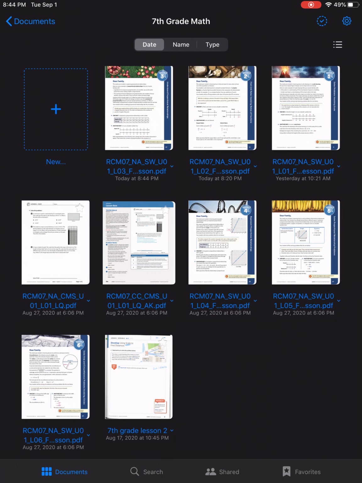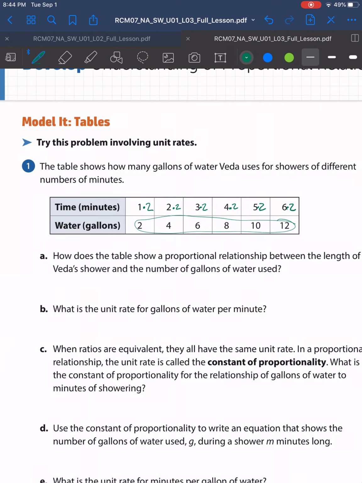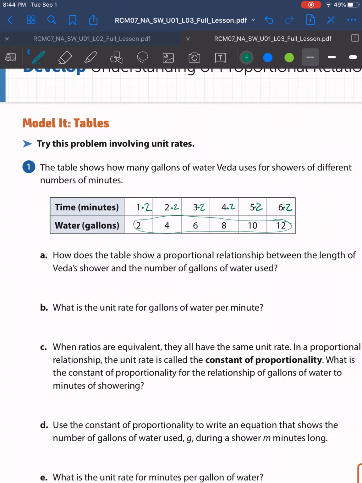Oops, sorry guys. We were in lesson 3. Okay. So how does the table show a proportional relationship? Well, all of the ratios in the table are equivalent.